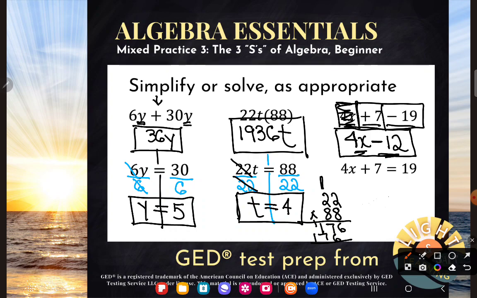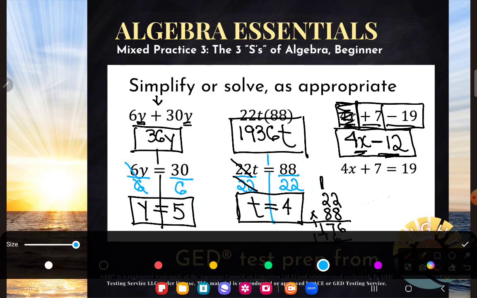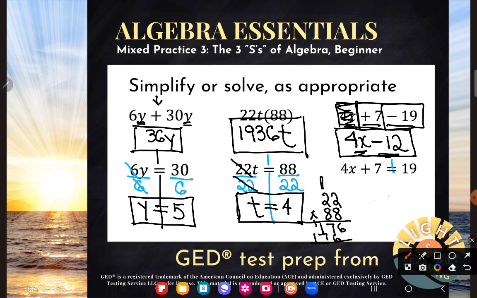Now let's compare that to the next example. 4x plus 7 is equal to 19. Once again, there's some things I can't do, like I can't do 4 times x. I can't add 7 to some mystery 4x. However, this time I've got an equal sign. I've got a relationship between two expressions. I know how 4x plus 7 and 19 are related. They're equivalent to each other. And with that relationship, I can solve.